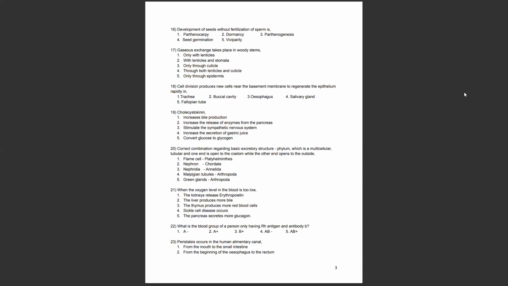Blood groups. Grouping of blood. On the surface of RBC cells, they carry antigens. Those antigens are called agglutinogens.